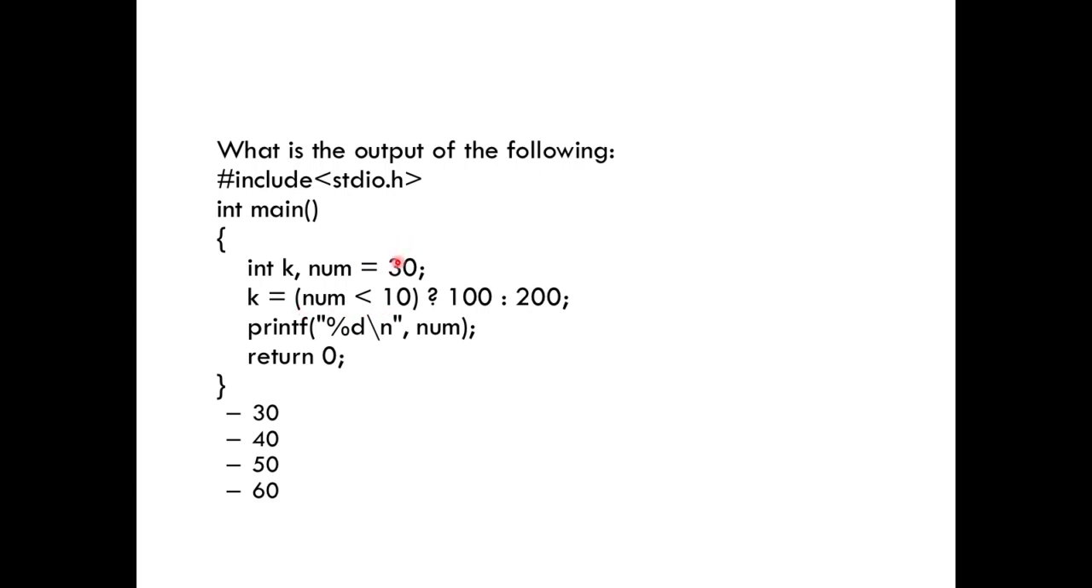Num is what? 30. Is 30 less than 10? Yes or no? 30 is not less than 10, right? So you are not going to execute this one. It will execute 200. Okay, in a hurry you are going to see that yes, this 200 has to be executed and you are going to search for the options. So here luckily you don't have that particular option, so you will be confused about what happened over here.